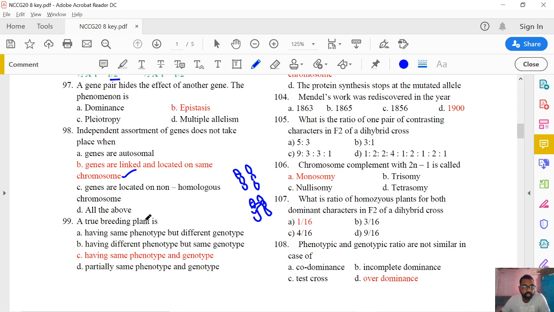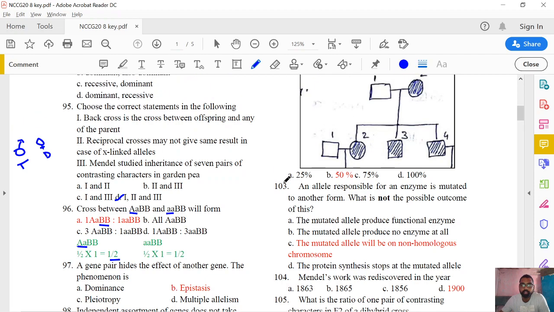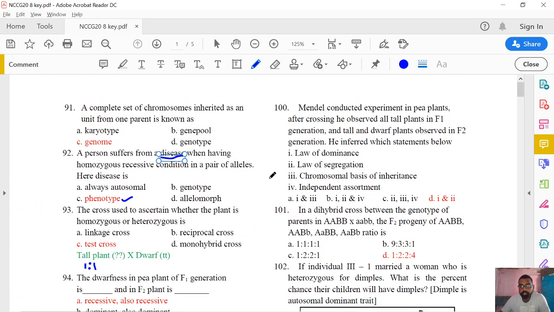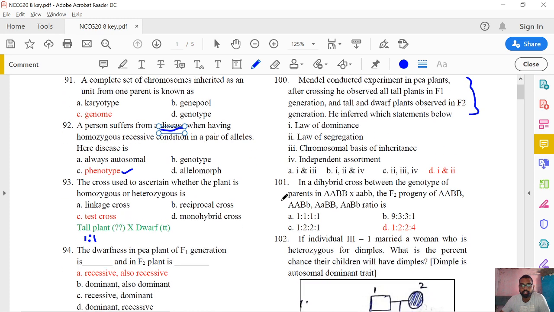A true breeding plant is having same phenotype and genotype. That's what the true breeding plant is. Mendel conducted experiments in pea plants. After crossing, he observed tall plants in F1 generation and tall plants and dwarf plants in F2. He inferred. So this explanation is about the monohybrid cross. From that he proposed a law of dominance and law of segregation. Therefore the answer is D.